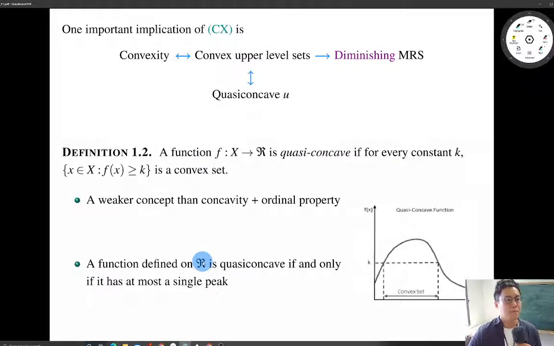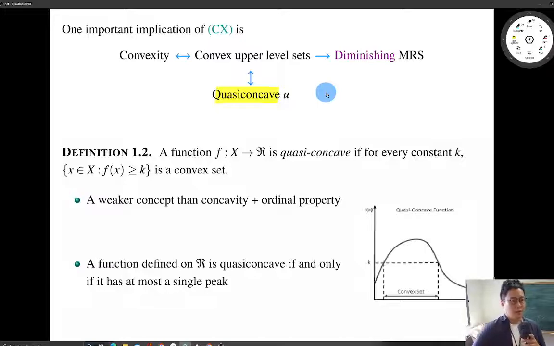It also has an implication on the utility function. If the preference relation satisfies convexity, then the utility function u representing that preference relation is going to be quasi-concave. So we encounter a very important notion in microeconomic theory, quasi-concavity.